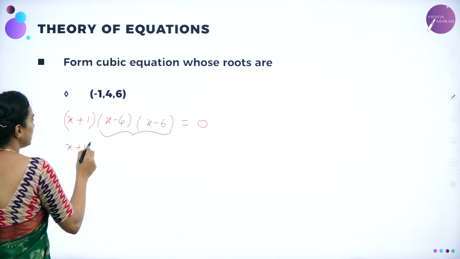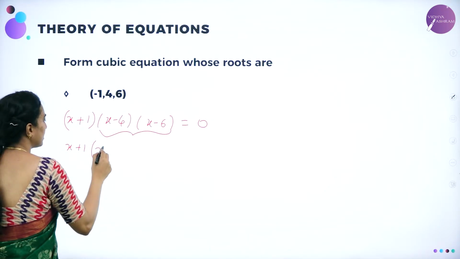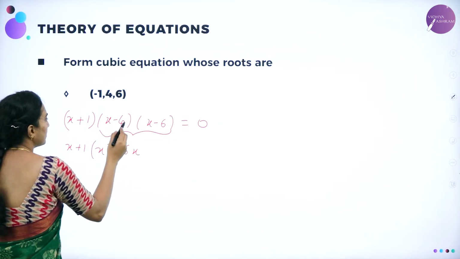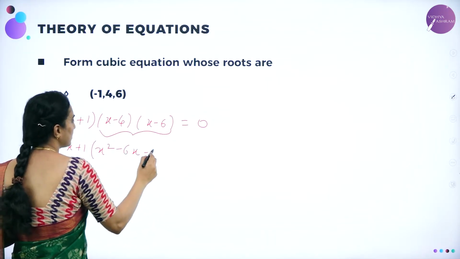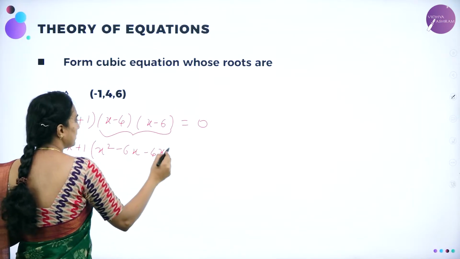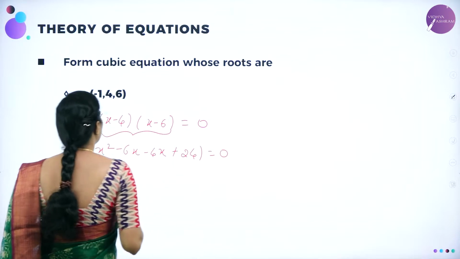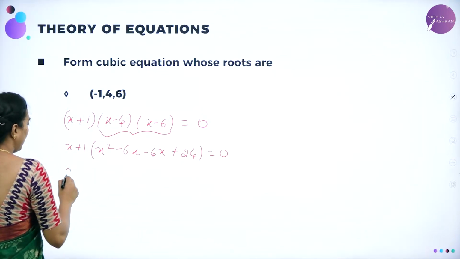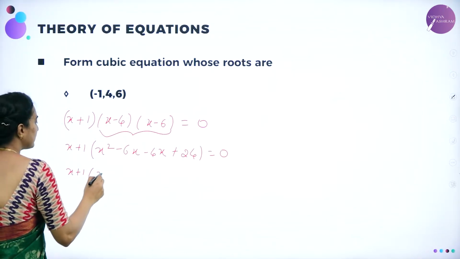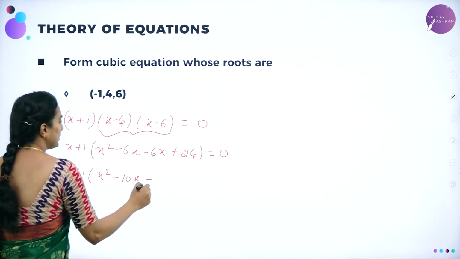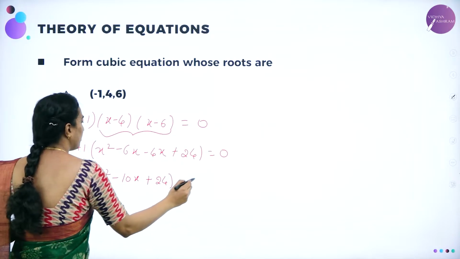So x plus 1 as it is, I am going to keep it. x into x is x squared. Now x into minus 6 is minus 6x. Now x into minus 4 is minus 4x. Minus into minus is plus, 6 4s are 24, is equal to 0. Now you are going to have x plus 1 into x squared minus 6x minus 4x, which is minus 10x plus 24 is equal to 0.